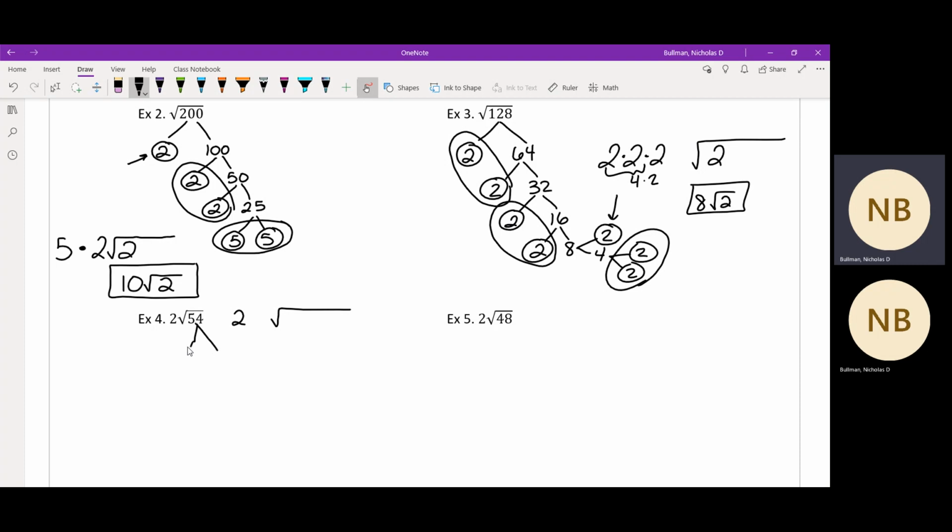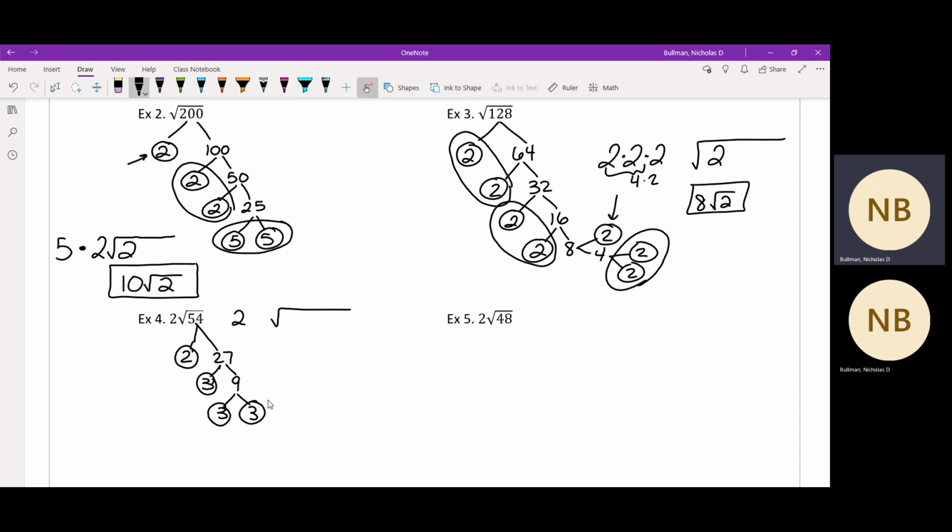And I'm only going to focus on that 54. So how can I split off 54? It's even. 2 times 27 will give me 54. Now 27, I can use 3. 3 times 9 gives me 27. And then 9 can be 3 times 3, which I forgot to circle my prime numbers as I go. But notice I'm down to all prime numbers, so I'm going to look for my pairs.